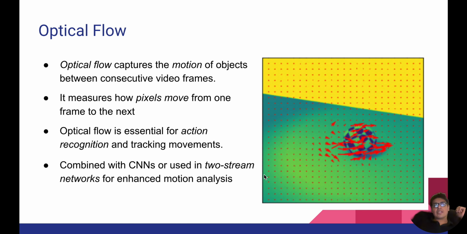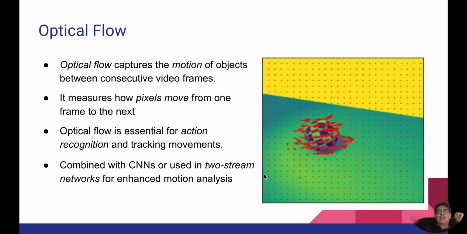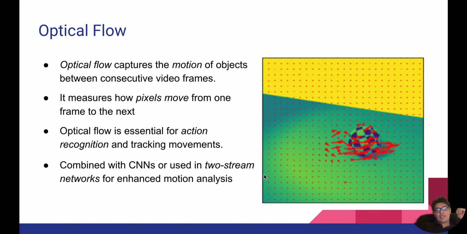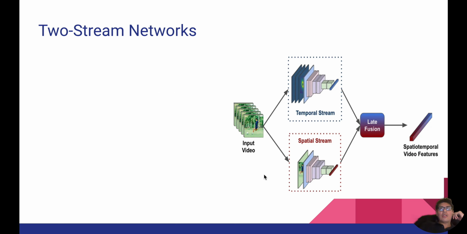And this whole principle is combined with CNNs or used in two-stream networks to enhance motion analysis, right? So that's what we're going to talk about in a bit. But all right, let's talk about the two-stream network. So this is the first pure video understanding model, okay? Not just an image model, but video understanding. So what happens? What does this neural network do?